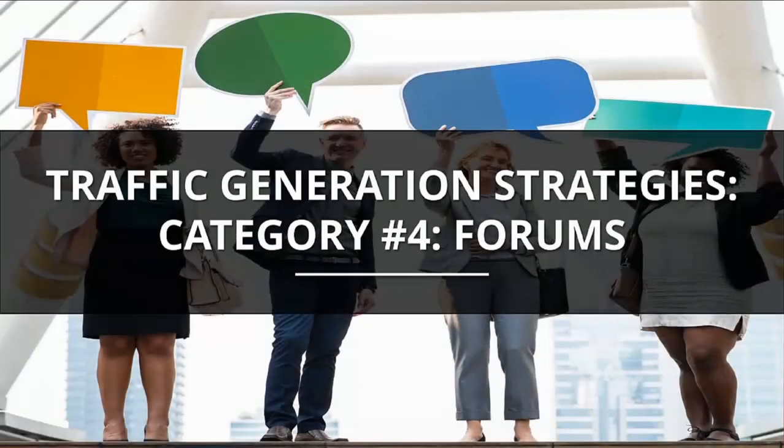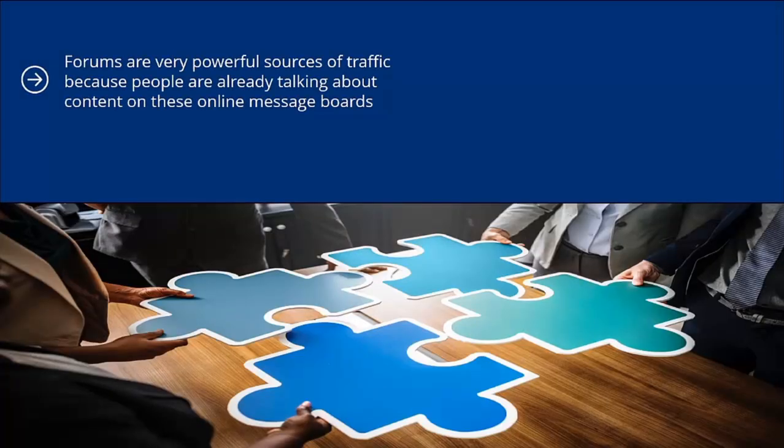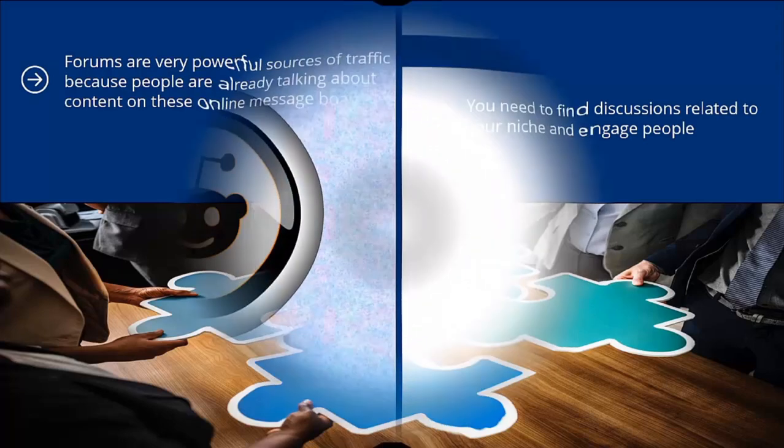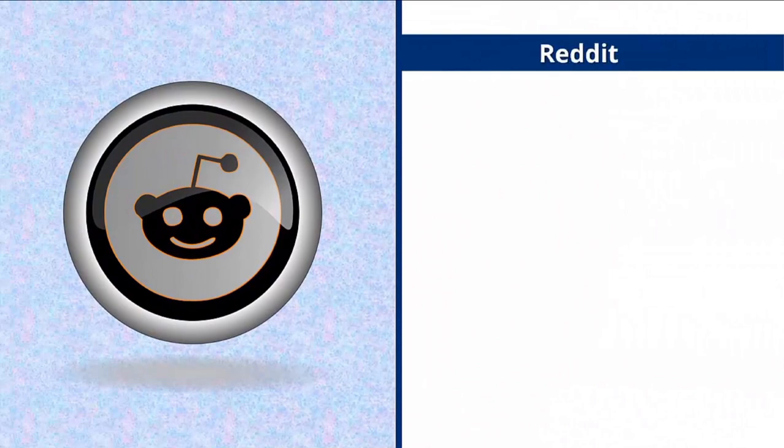Traffic generation strategies, category number 4: forums. Forums are very powerful sources of traffic because people are already talking about content on these online message boards. You need to find discussions related to your niche and engage people. Don't just post a link and move on. Only spammers do that.